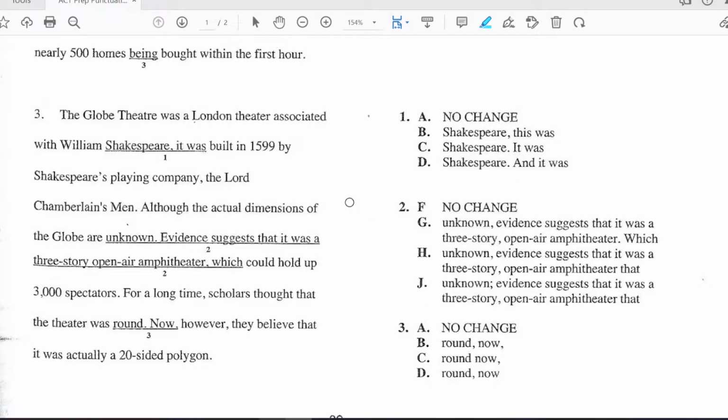Alright, so we are back at it with some more sentences and fragments. Let's get started. So the Globe Theatre was a London theatre associated with William Shakespeare, comma.